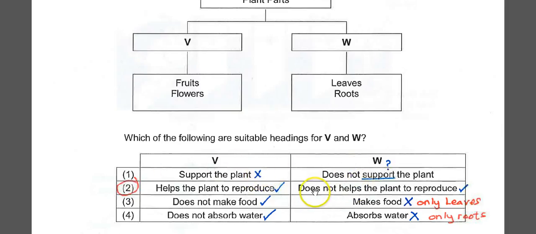Second one, this is correct. Okay, right, it does not help the plant to reproduce. The leaves and root don't help the plant to reproduce. So I only got this right, correct. The rest are not right.